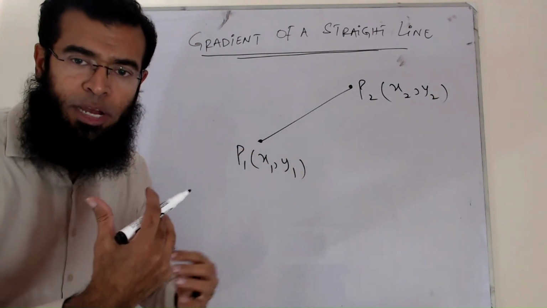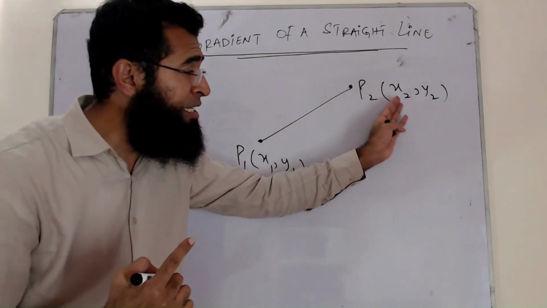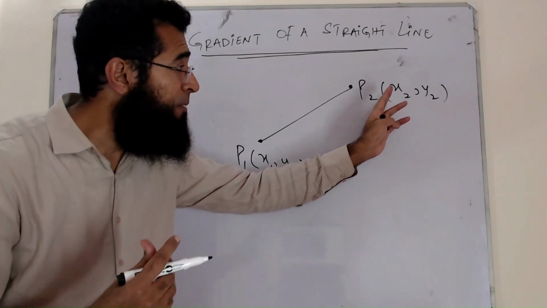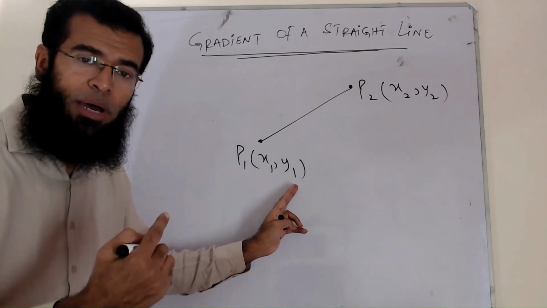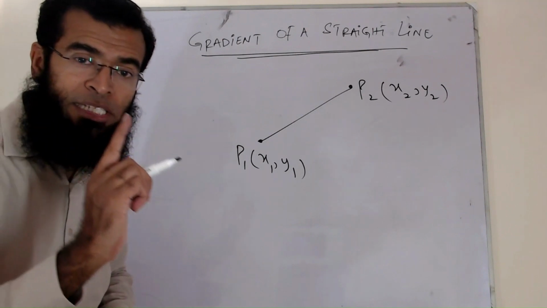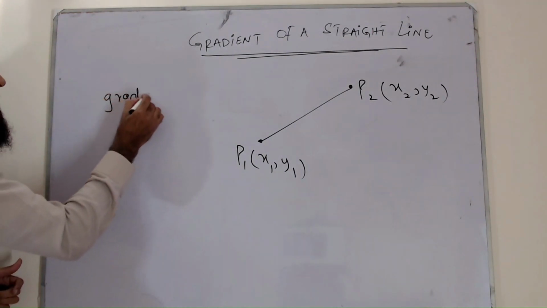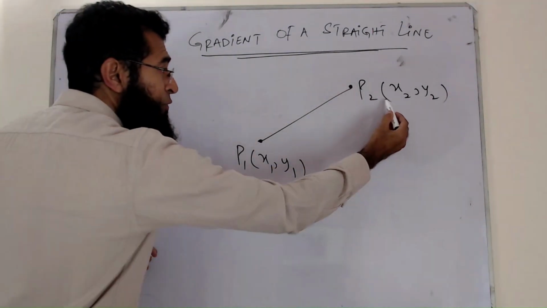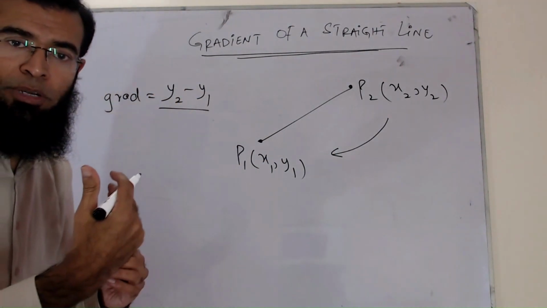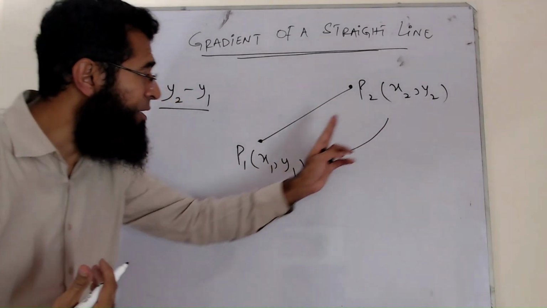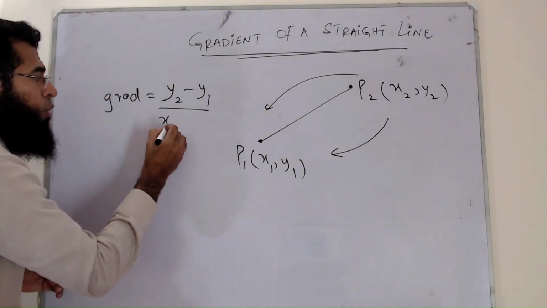So that it's easier for us to understand: x1 means the x coordinate of point 1, and x2 means the x coordinate of point 2. Similarly, y2 means the y coordinate of point 2, and y1 means the y coordinate of point 1, right? So it's easier to understand. So what is the formula for the gradient? Gradient is basically the difference in the y coordinates, that is y2 minus y1. Difference means you subtract. So the difference in y coordinates divided by the difference in x coordinates, so over x2 minus x1.